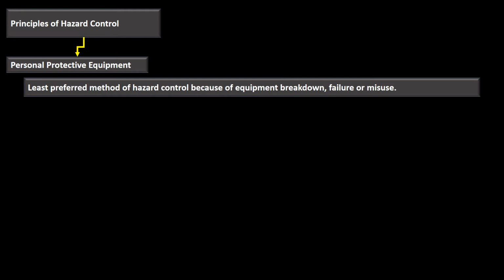And then our least preferred method, personal protective equipment. The reason this is the least preferred is because you have the risk of equipment breakdown, failure, or just flat out misuse. People not using their PPE appropriately, like hearing protection. That one's commonly not used appropriately. It's commonly not inserted the correct way. So there's a high potential for user error with personal protective equipment. So that's why it's our least preferred.